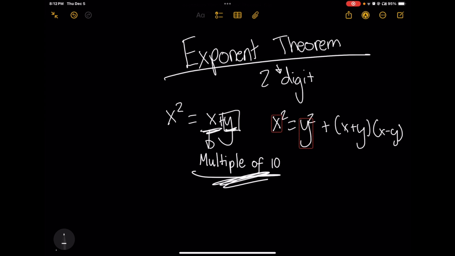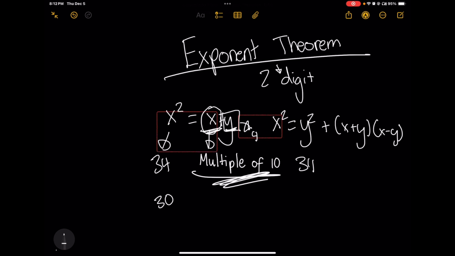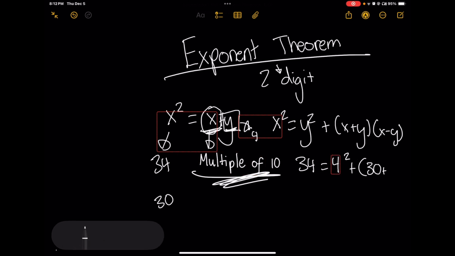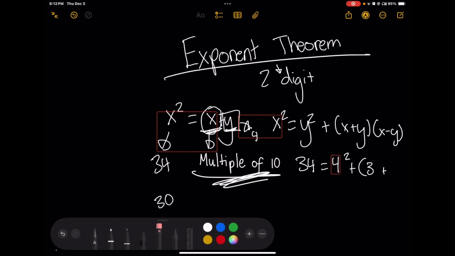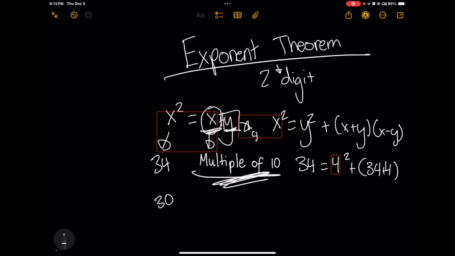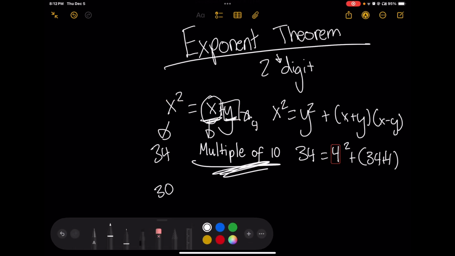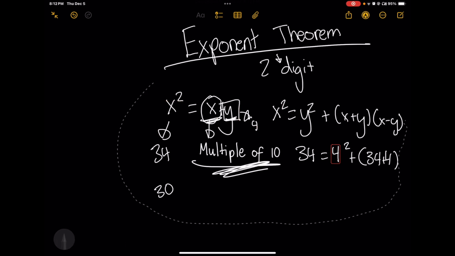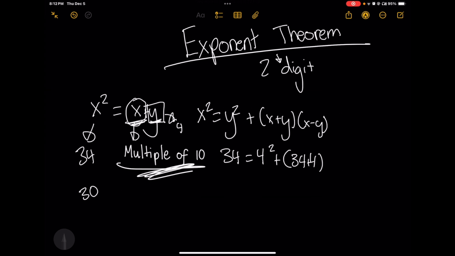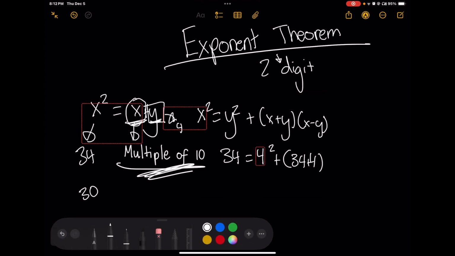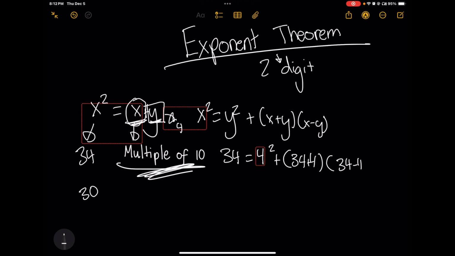And so just an application. If I was to say that x squared is 34, then this x here would be 30, basically, and this would be 4. So we could say 34 squared equals 4 squared plus 34 plus 4 times 34 minus 4. Let's move this over here.